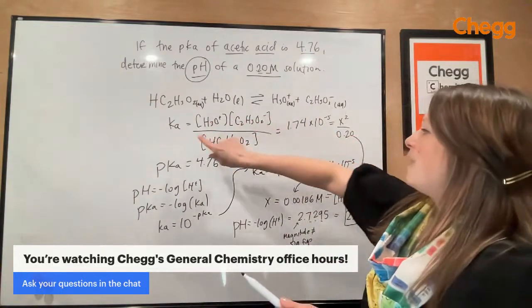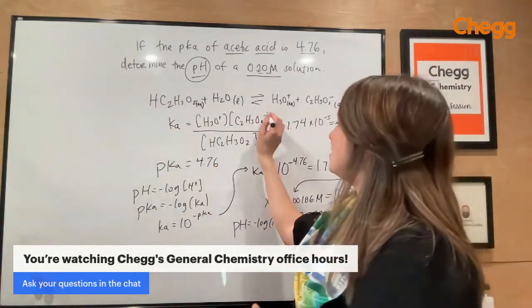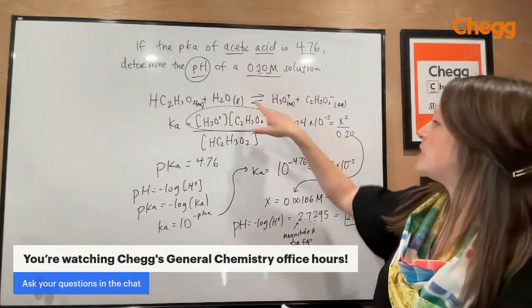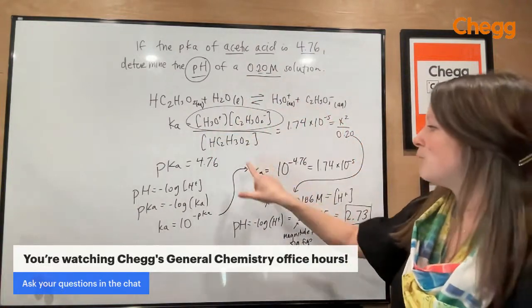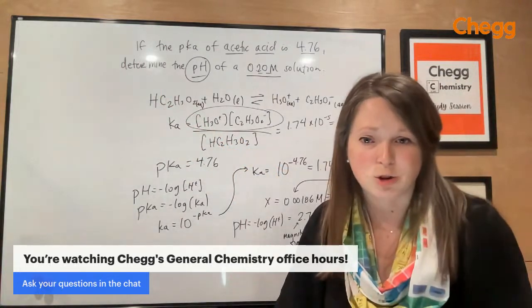The bigger the Ka, the stronger the acid, and it's because it's based on these concentrations. So if I have a larger value, that means that I have more of these products, versus if I have a smaller value, it's because I have more of the acid that hasn't dissociated yet.